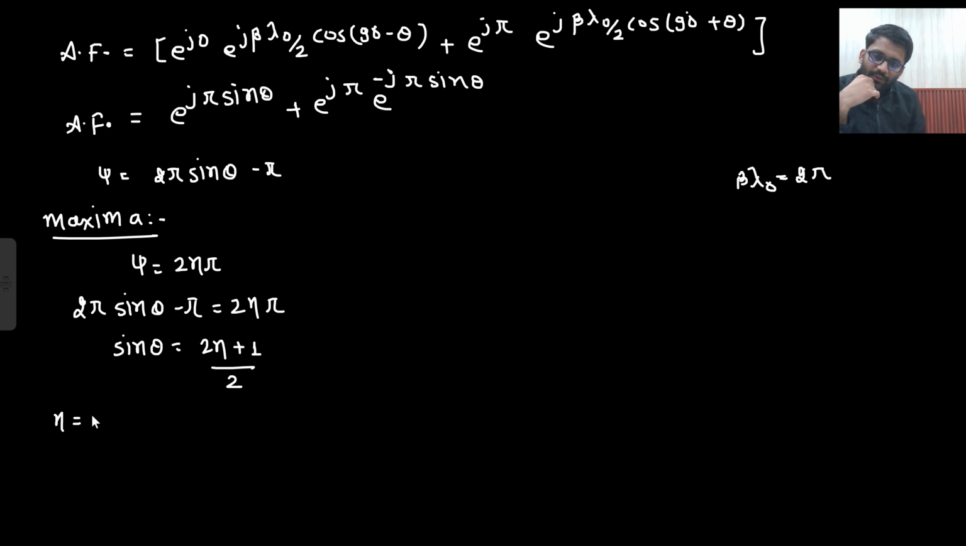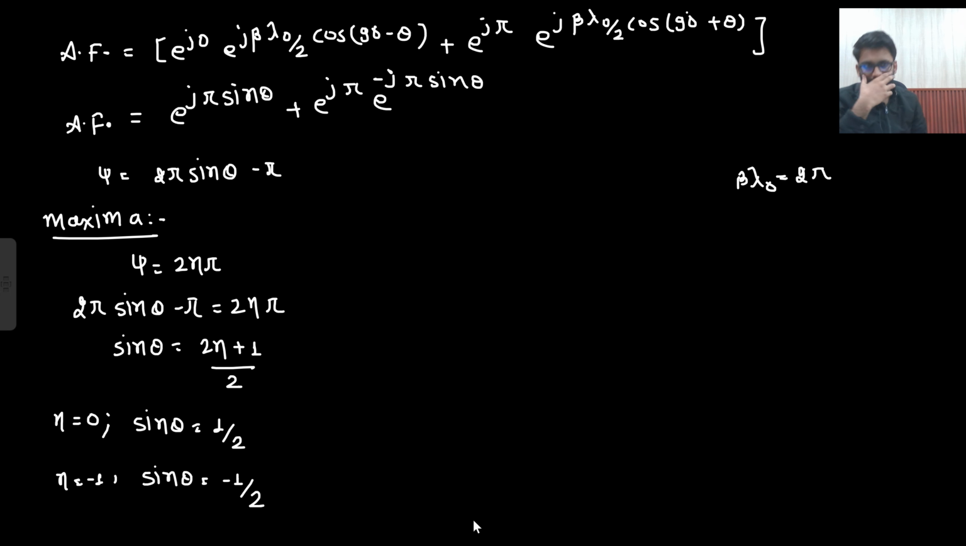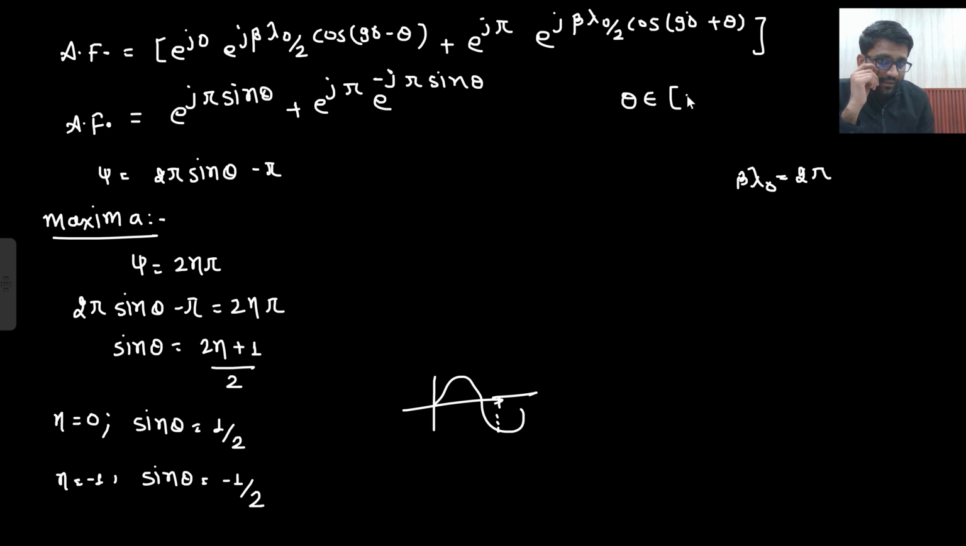If you put n equal to 0, what are you getting? Sin theta is equal to 1 by 2. If you put n equal to 1, that will not be acceptable because this will be 3 by 2. And if you put n equal to minus 1, that would be minus 1 by 2. But will that be applicable? That will also not be applicable, because what is the graph of sine? This is the graph of sine. If you are getting a negative value, that means you are going above 180 degrees, because the range of theta is from 0 to 180 degrees only. So this also we will not take.